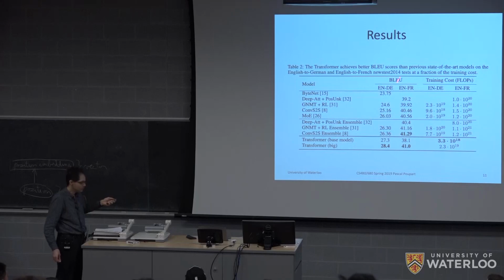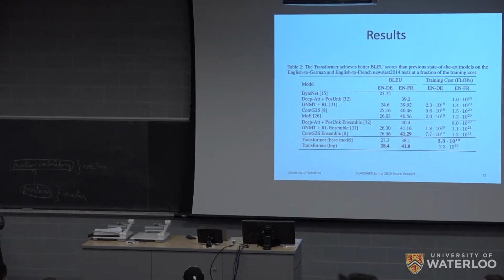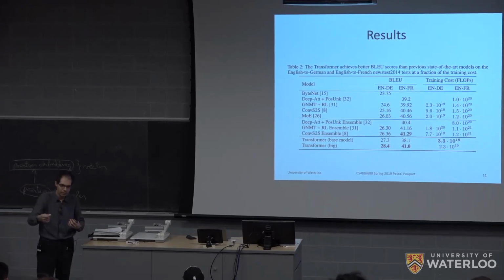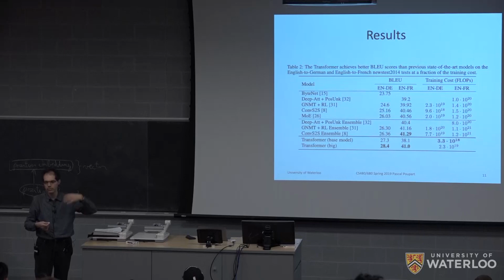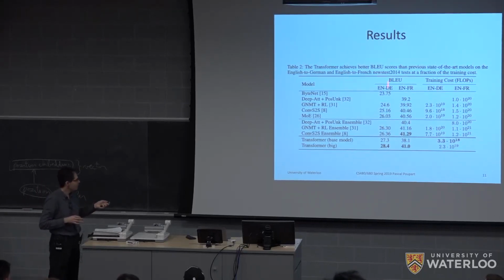So here BLEU, if you recall, is a measure of precision where you look at the percentage of words in the output translation that are part of some human translation, roughly speaking. So the higher, the better is the score. And then so I guess they outperform a little bit. Here they came close to the state of the art.